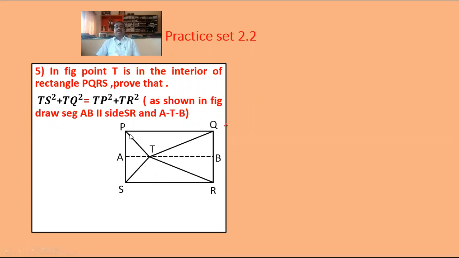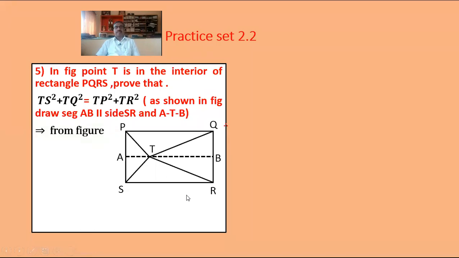In rectangle PQRS, opposite sides are parallel and congruent. Therefore, AB is parallel to SR. Therefore, AB is also parallel to PQ. Then PABQ is also a rectangle. ABRS is also a rectangle.